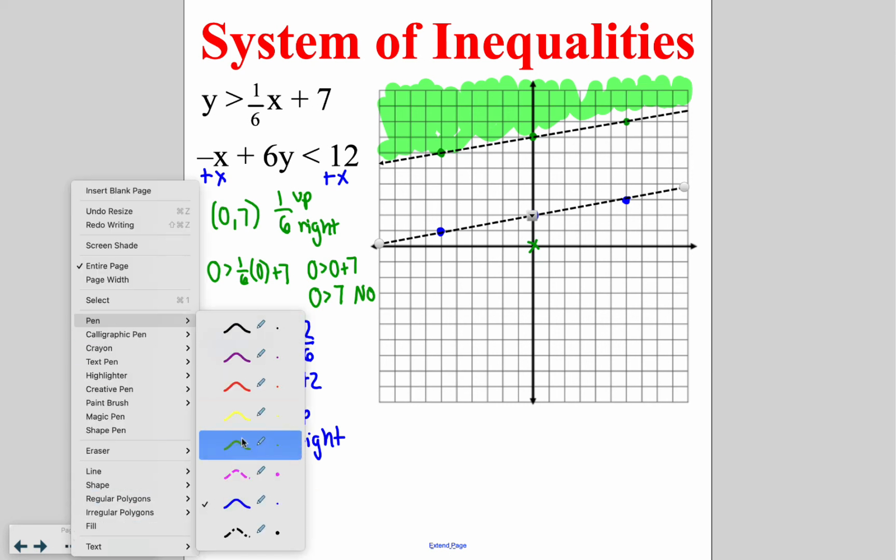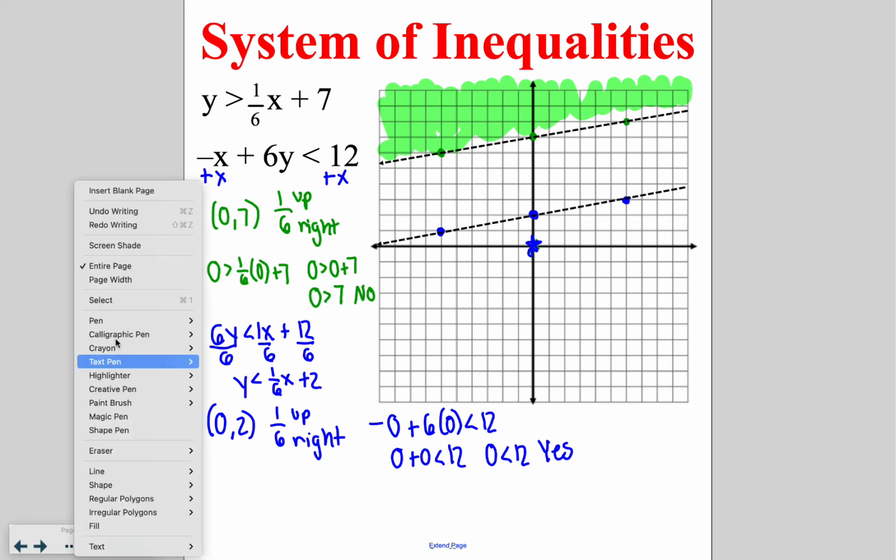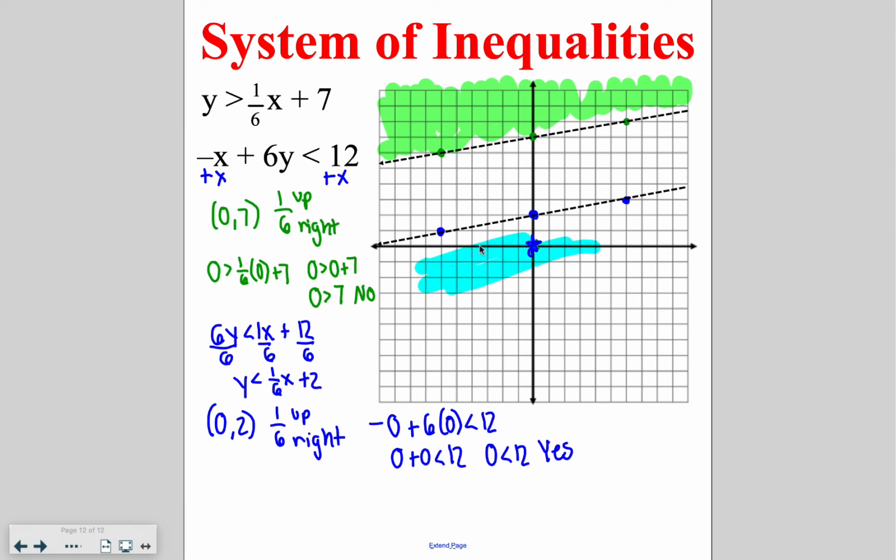Now I need to use my test point, so once again, I'm going to go 0, 0. So I'm going to put it in for x, and then put it in for y into that original equation, which is going to give me 0 plus 0 is less than 12, or 0 is less than 12, which in this case is a true statement. So 0, 0 is now going to be included as one of my points. So everything in this case is going to go below the line that I have graphed. So all of my solutions for the second inequality are below the line.